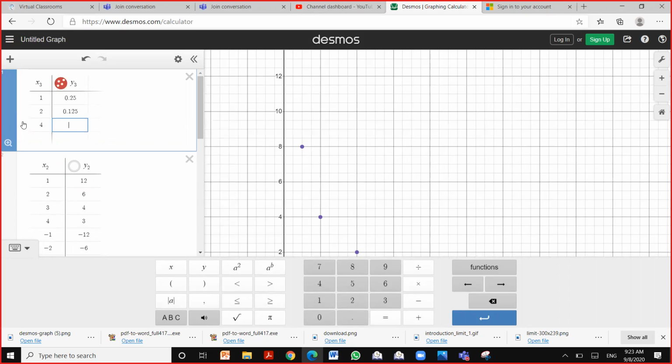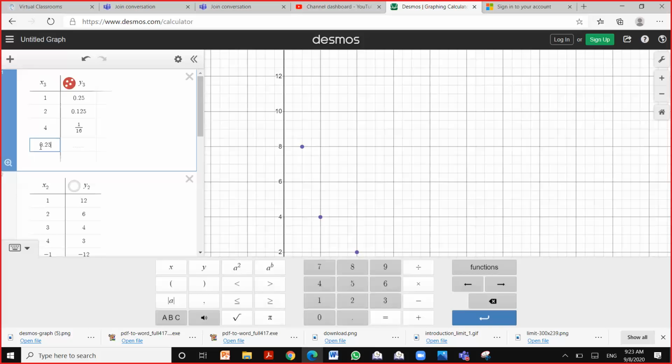Where's my calculator? 1 over 16. Can I write like this? Yes. If it is 0.25, it will be 1. Now, if it is negative 1, it will be negative 0.25.